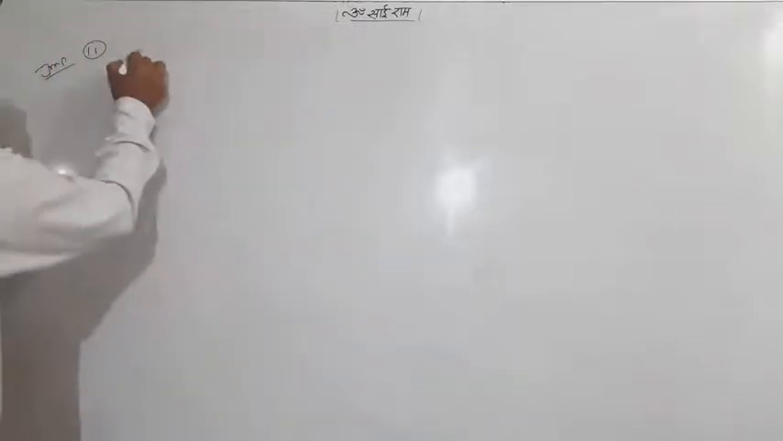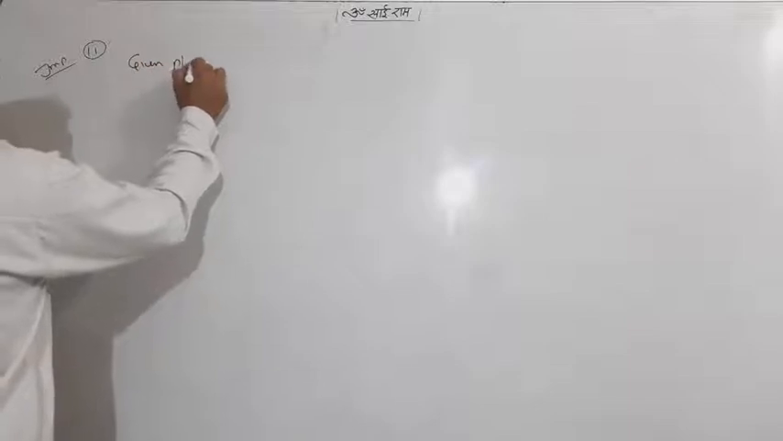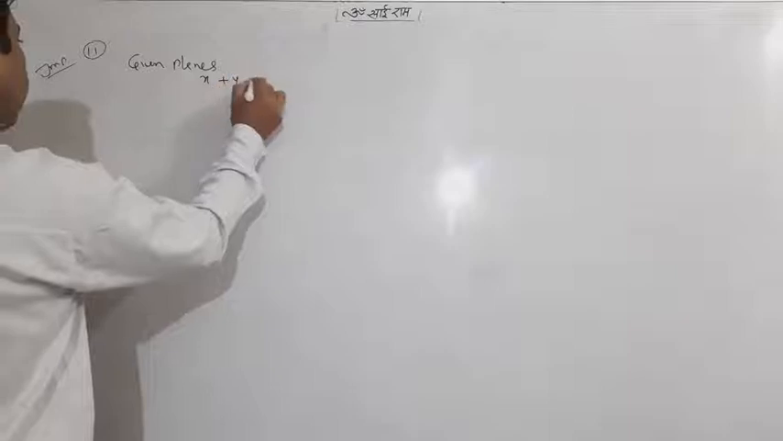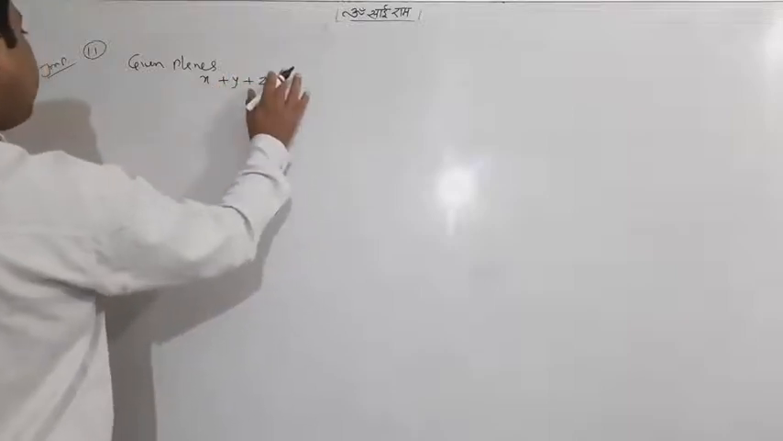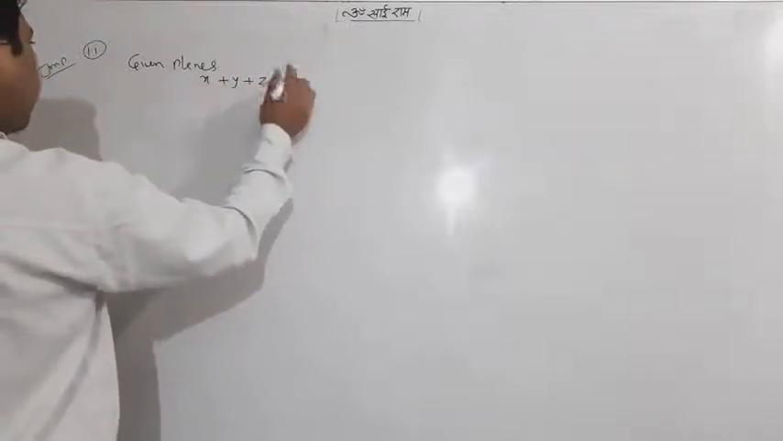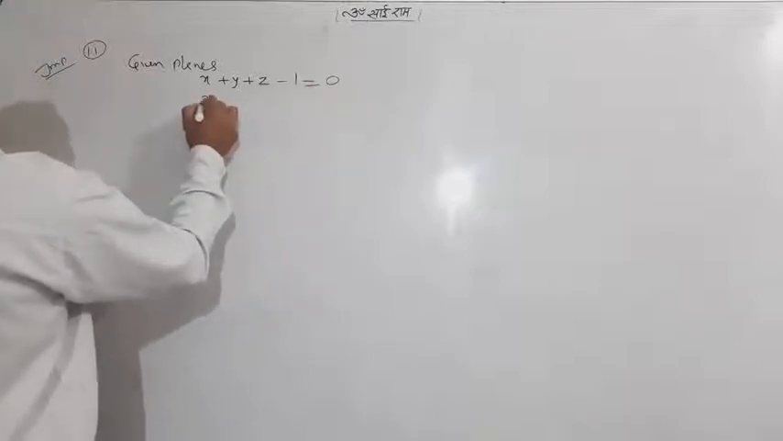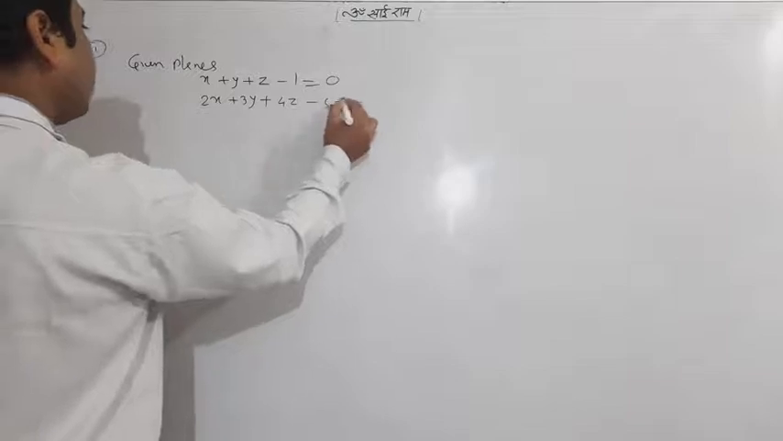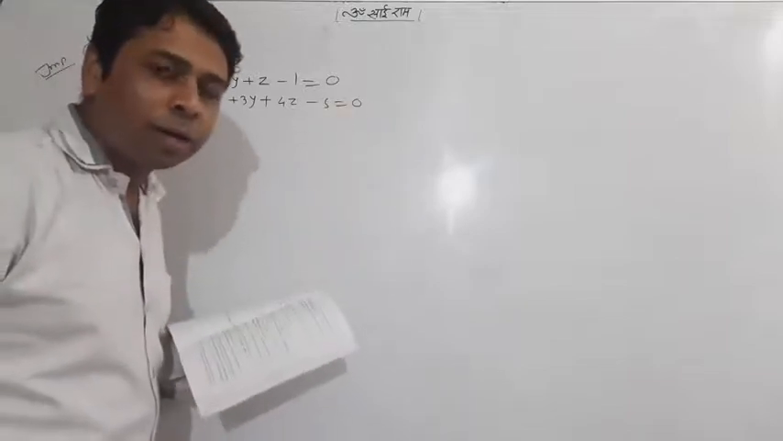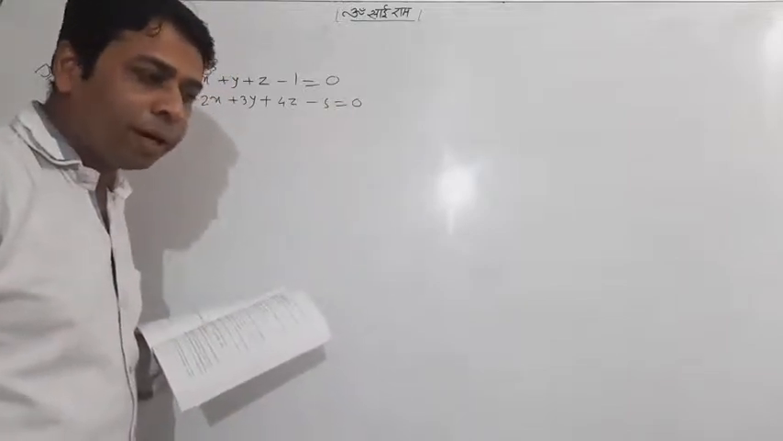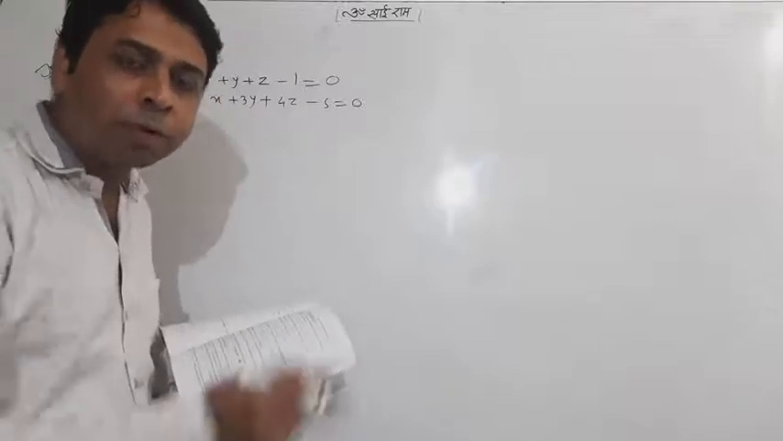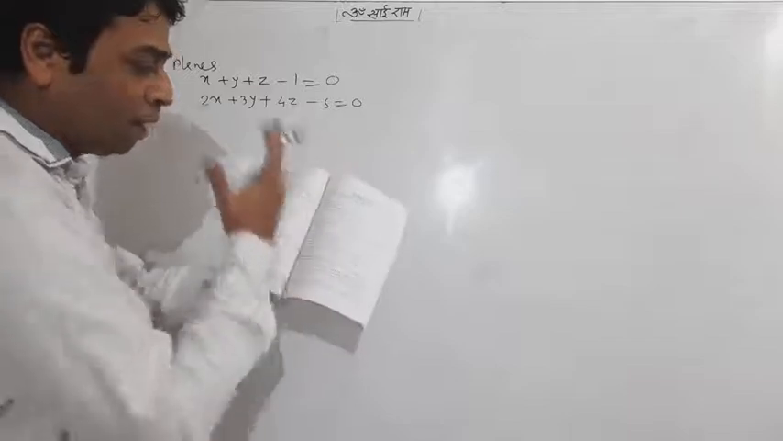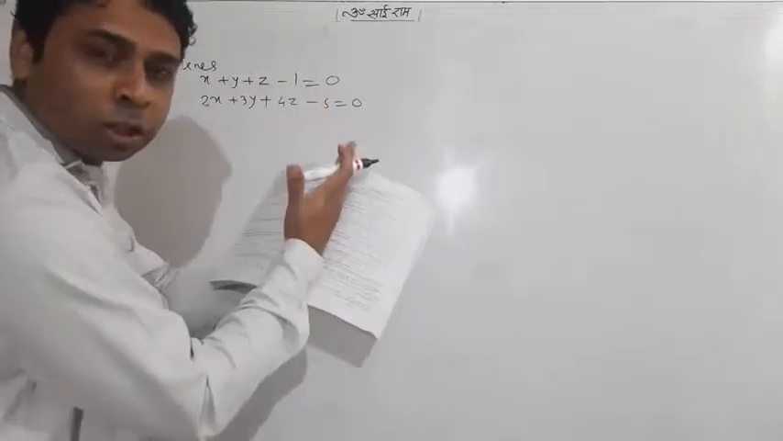So given planes, I will write: x plus y plus z equal to 1, which I am writing as minus 1 only. Keep remember minus 1, and 2x plus 3y plus 4z minus 5. So what are we told to find? We are given two planes and we want to find the equation of the plane which is passing through the intersection of these two planes.